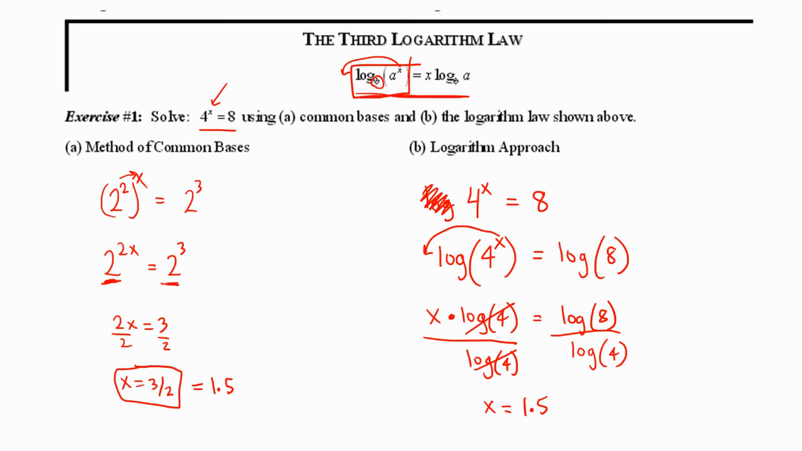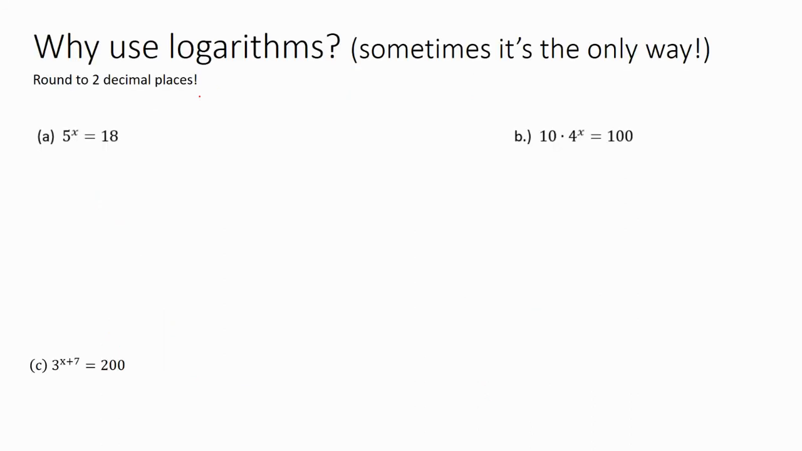So now we have 2 ways to solve an equation like this. The next examples are where you cannot find a common base. 5 and 18: you can't write 18 as 5 to the something, like 5 squared, no. 5 to the first, no. 5 to the minus 1, no. There's no power I can raise 5 to get 18. That's why we have to use logarithms.